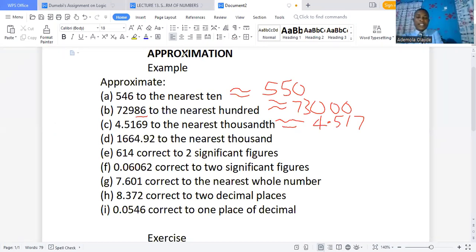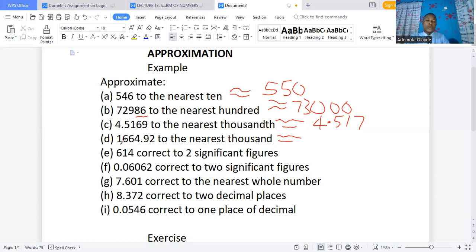Now, for the D part, we have to the nearest thousand. This one is thousand, not thousandth. So this one is the whole number part. That's where we'll find the digits. To the nearest thousand, you first ask yourself, which digit occupies the place value of 1,000? So this 4 is units, this 6 is tens, this 6 again is hundreds, while 1,000 is this one. That's the one that occupies the 1,000 place.